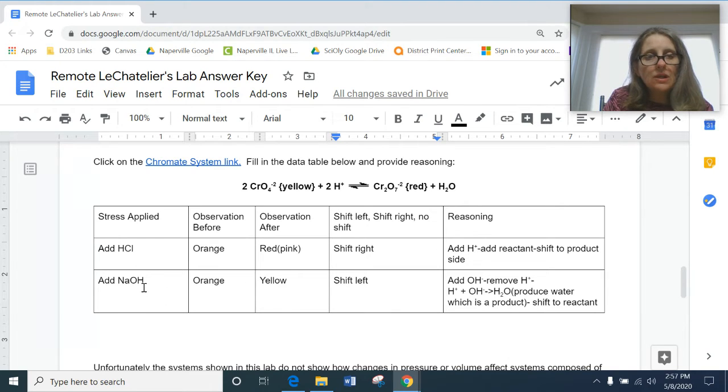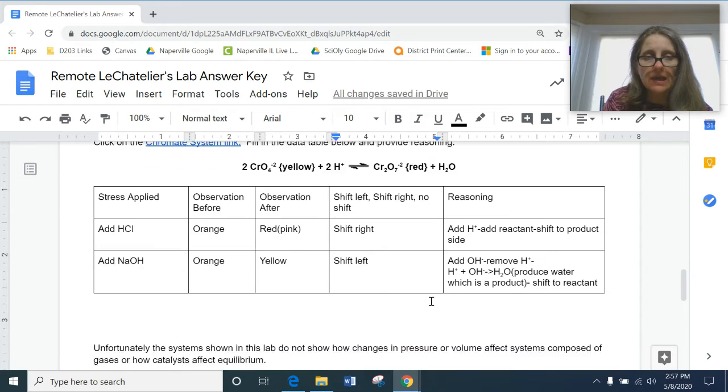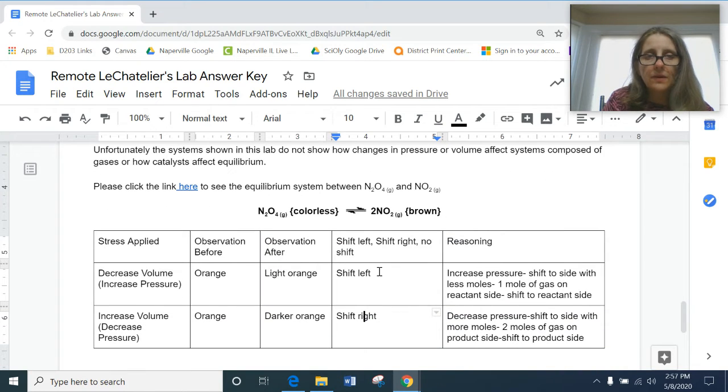NaOH, OH is a component of what we call a base. So if I'm adding OH, it's going to react with the H plus and remove it. That's really the chemistry behind it. But another way you could think about it is H plus OH makes water. Okay, so if I make water, water is on the product side, it's going to shift it to the opposite side. And then this last one was one we found that had gases involved.